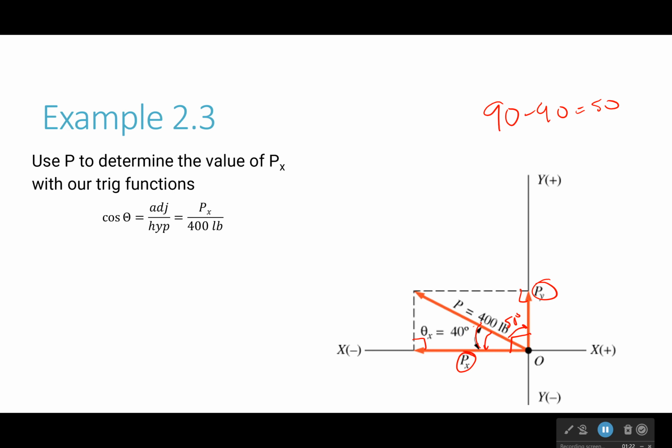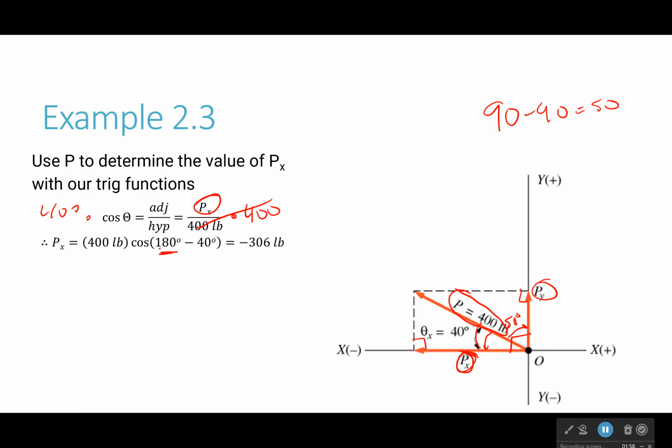So cosine of theta is adjacent over hypotenuse. Px is the adjacent side, and the magnitude p, or 400, the resultant, is our hypotenuse. We know what the angle is, so we plug that into our calculator and rearrange. Be very careful when you're doing your algebra here. You might need to walk it out step by step. What I did was I multiplied by 400 on both sides. That canceled that out. And I was good, and I plugged everything in here.